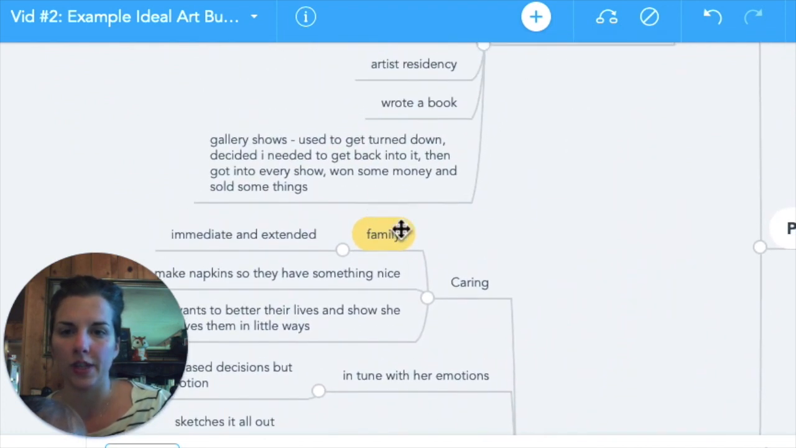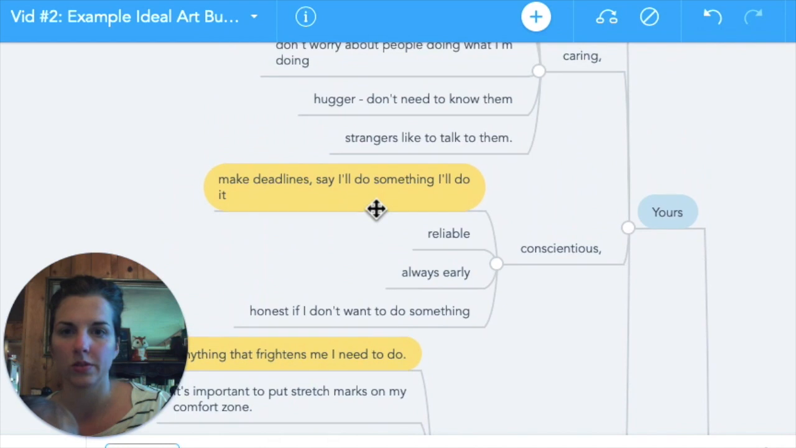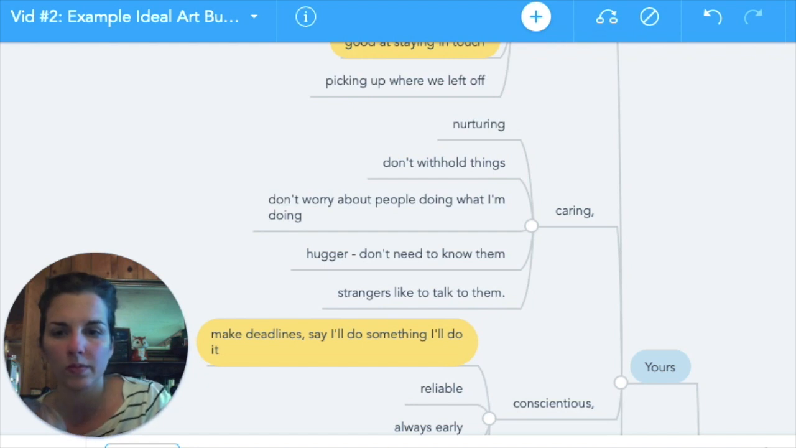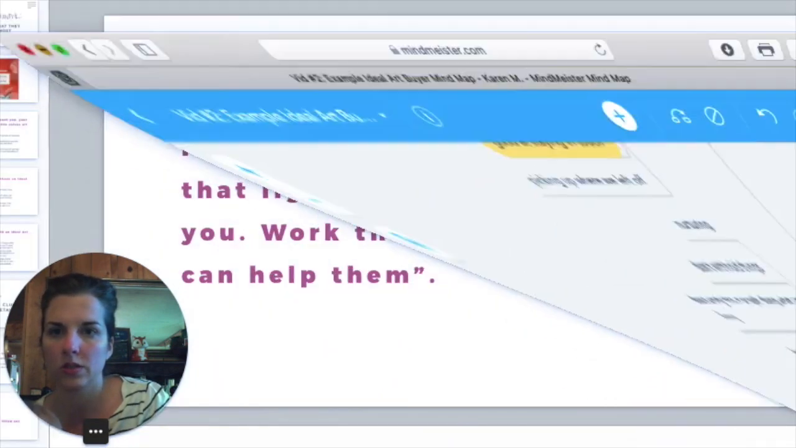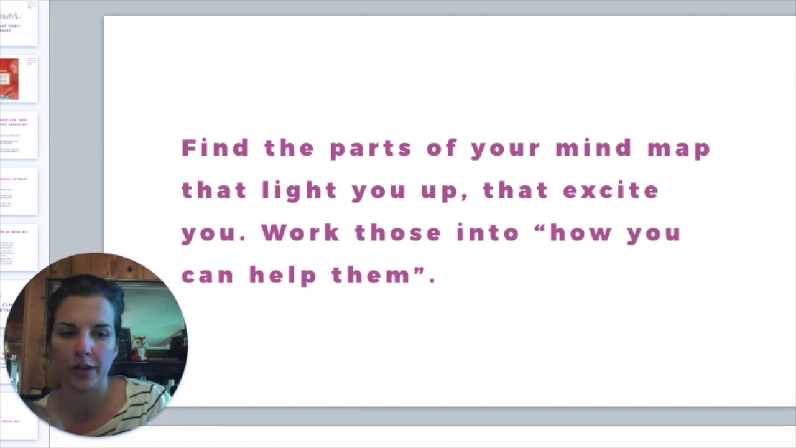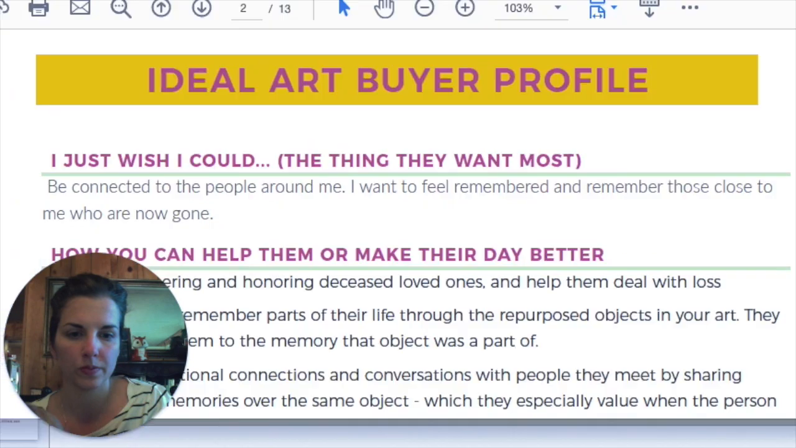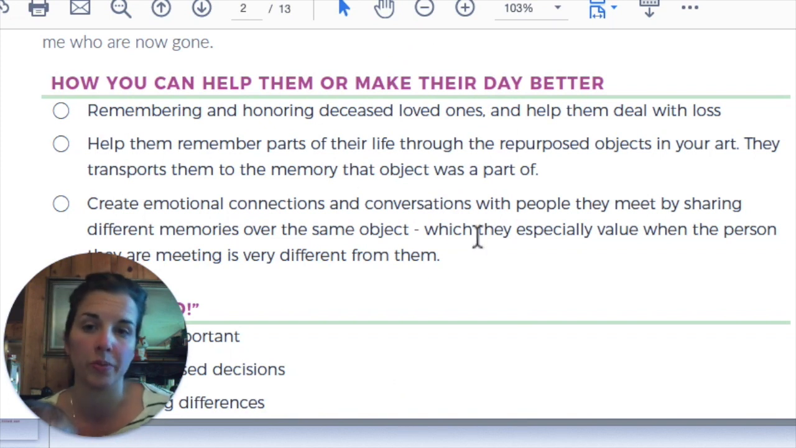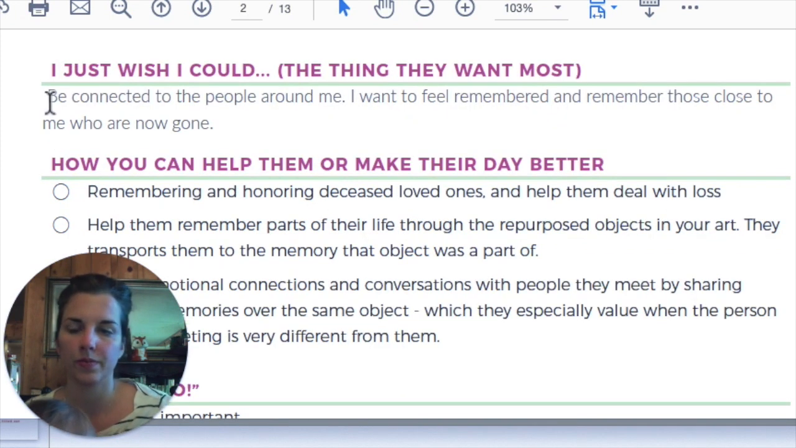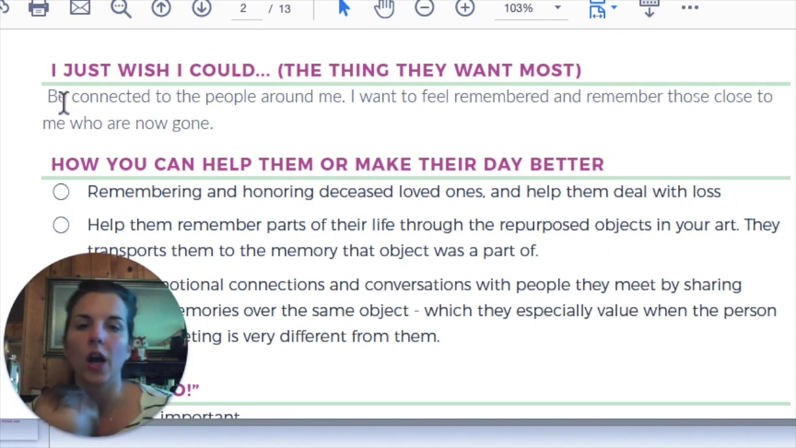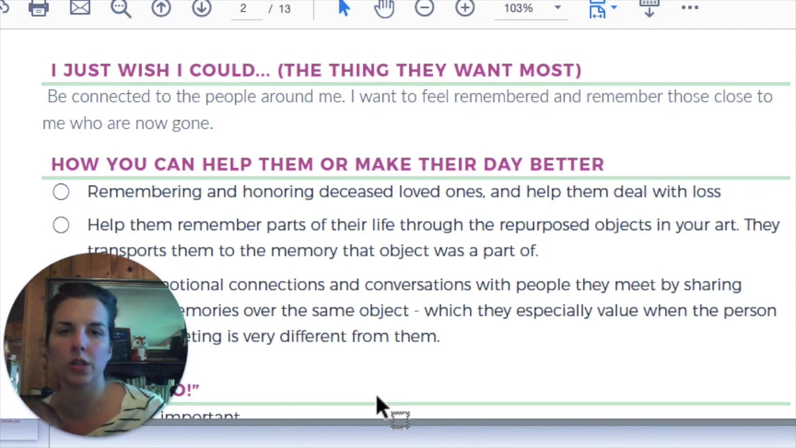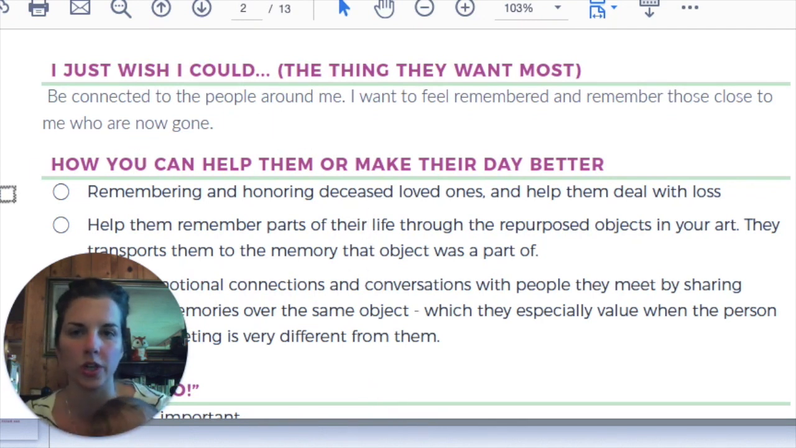Once you have the things highlighted that are the most important, you're going to go back to your profile. And you're going to start filling out this part. This is the second most important part of your profile. Okay. You're going to start with your "I just wish I could," the thing they want most. And then you're going to go back to your profile and you are going to find those highlighted things and see how you can make it fit together with this "I just wish I could."